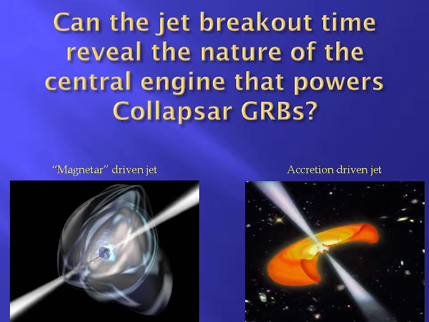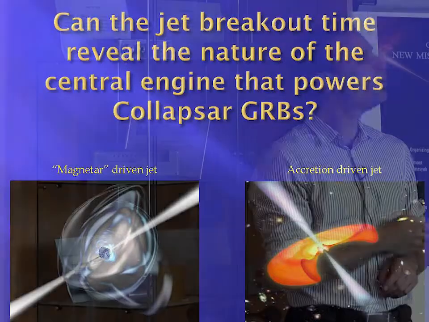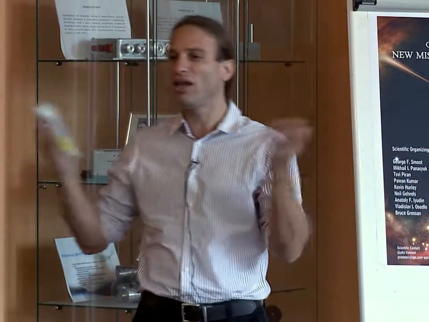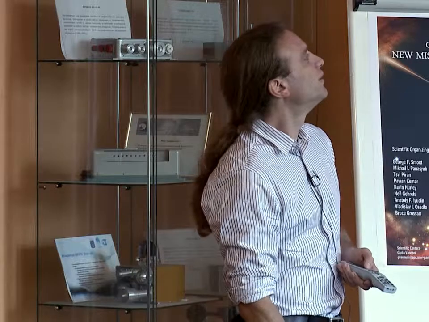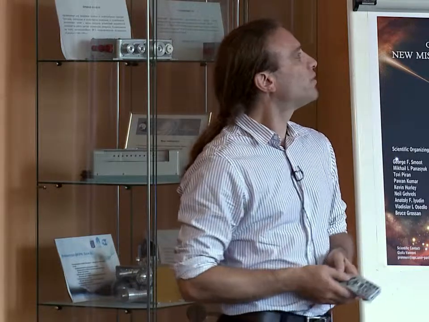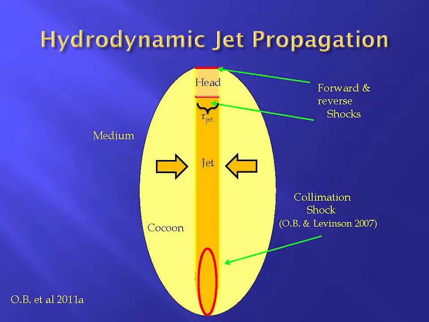This is presumably emitting a very clean magnetic jet. And accretion-dominated jets, which emit jets that can be hydrodynamic dominated or magnetic dominated, depending on your favorite model. So I will start by describing how a hydrodynamic jet propagates in the medium, and then I will compare it to the propagation of the magnetic jet.